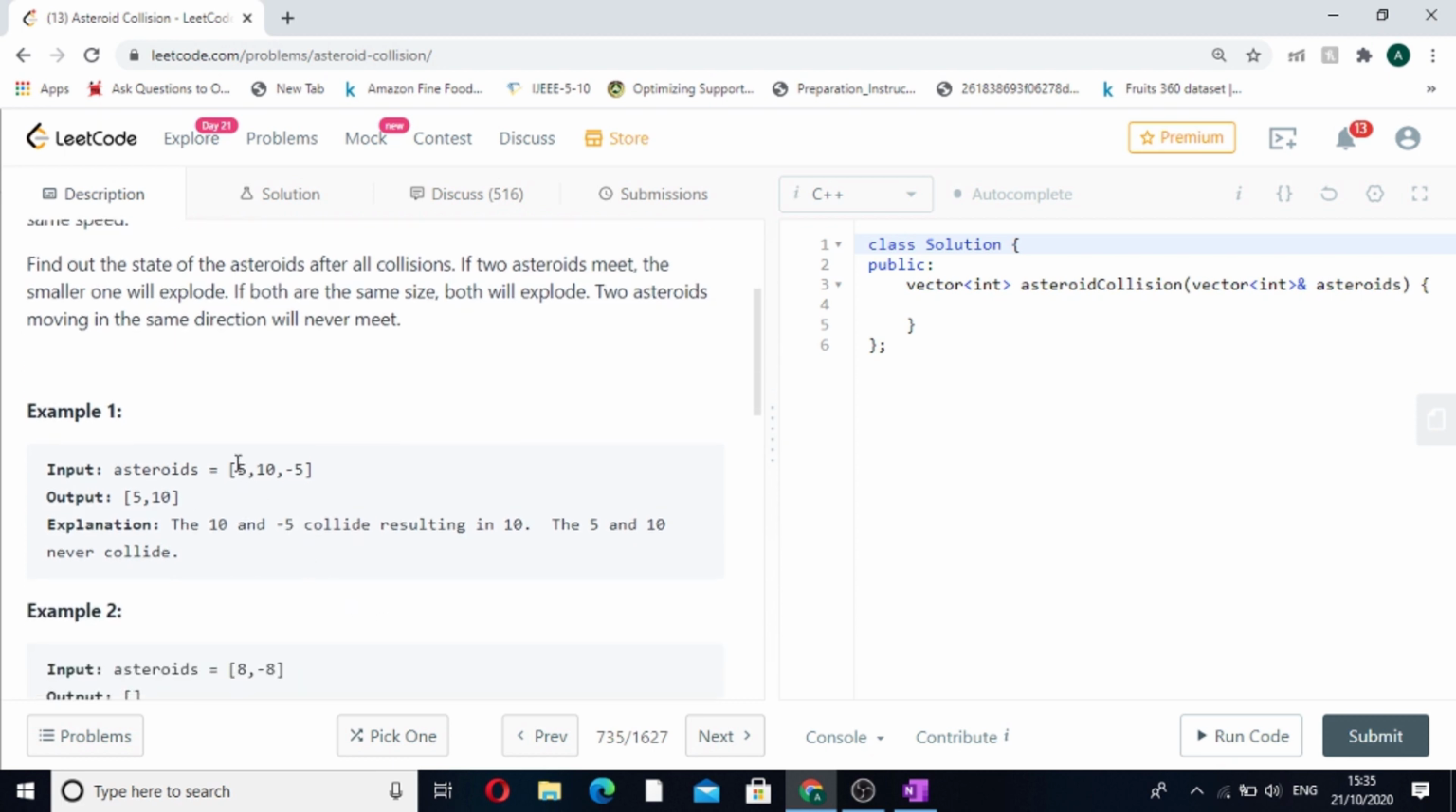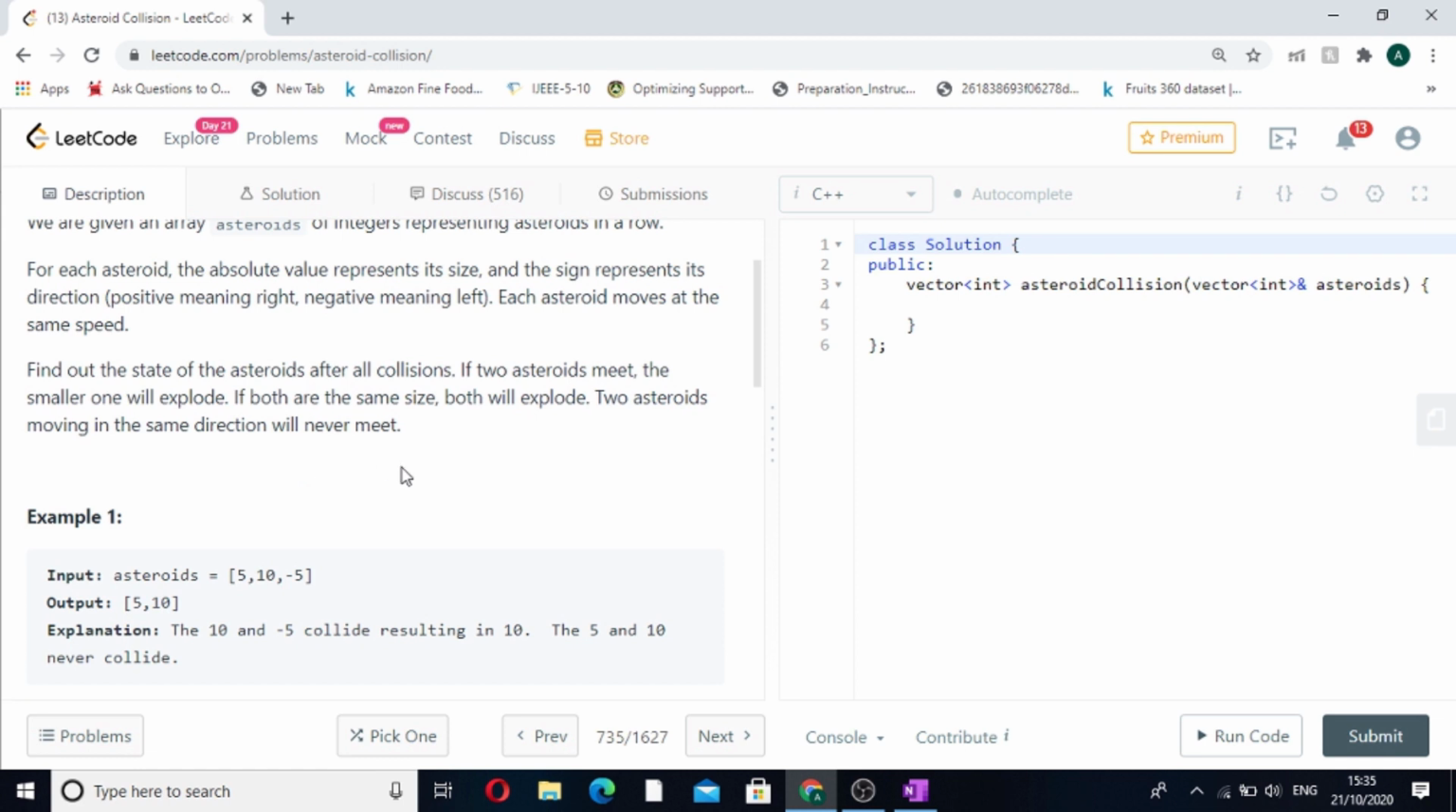See, in this example, first we are given that these are moving in the same row. One more thing to note is that they are moving in the same row with the same speed irrespective of their mass. It means the speed of 5 will be equal to the speed of 10, and since they are both positive, they are both moving towards the right direction.